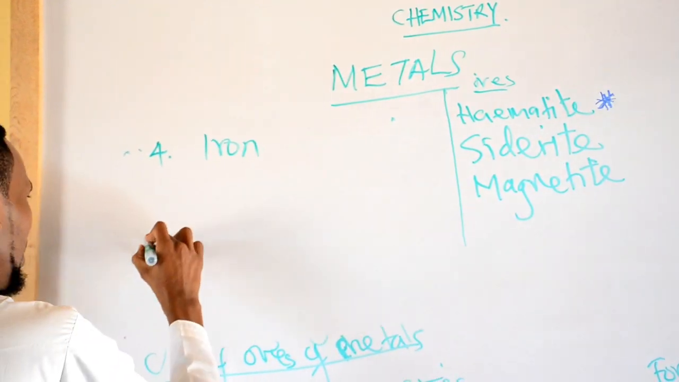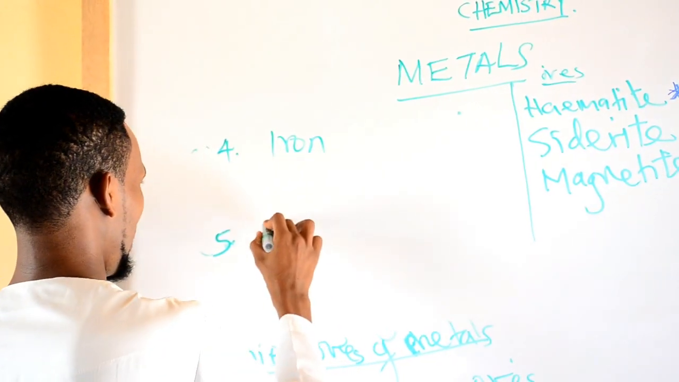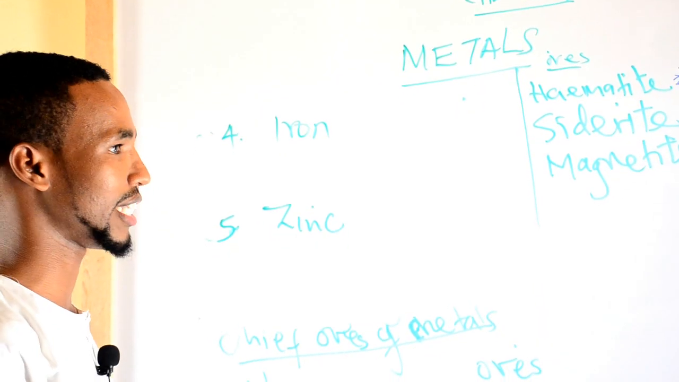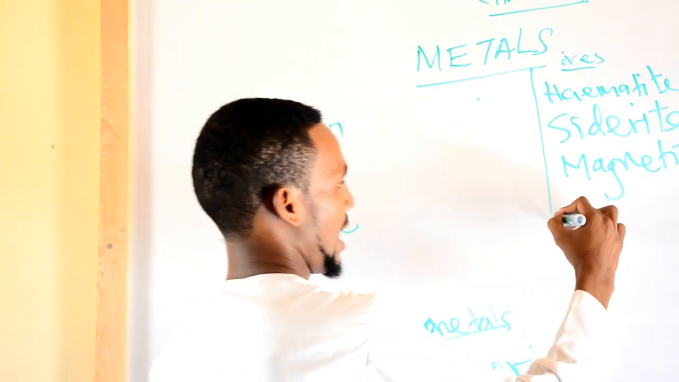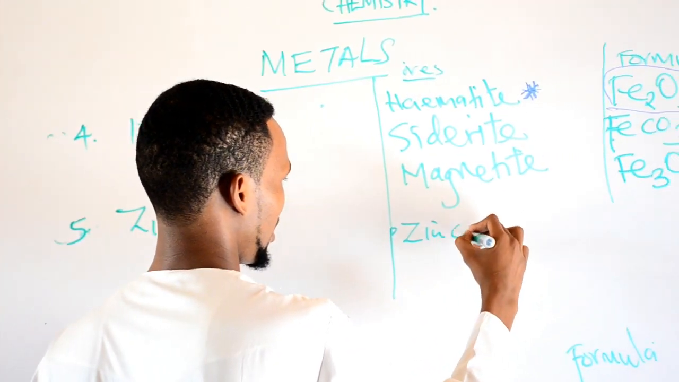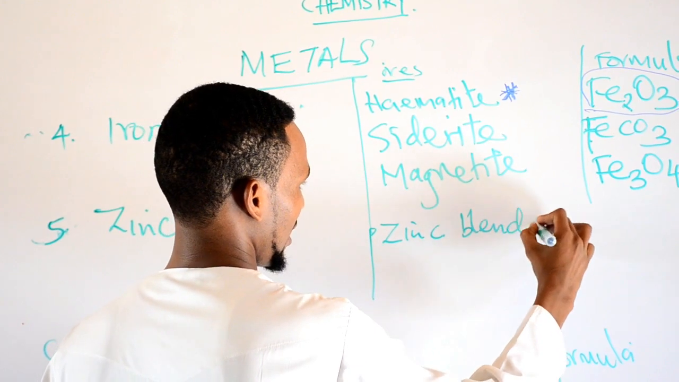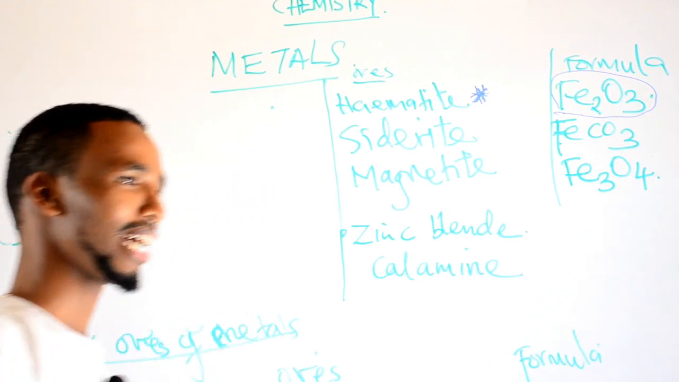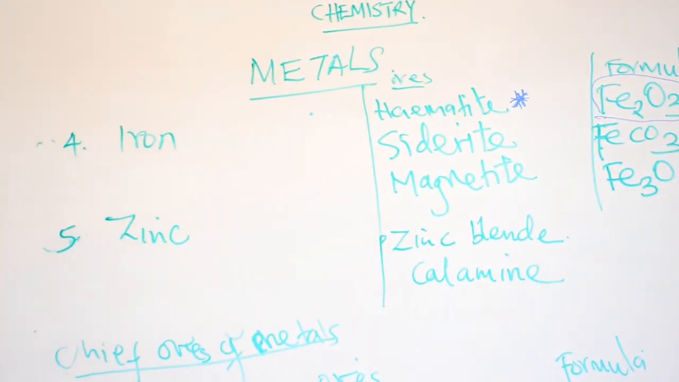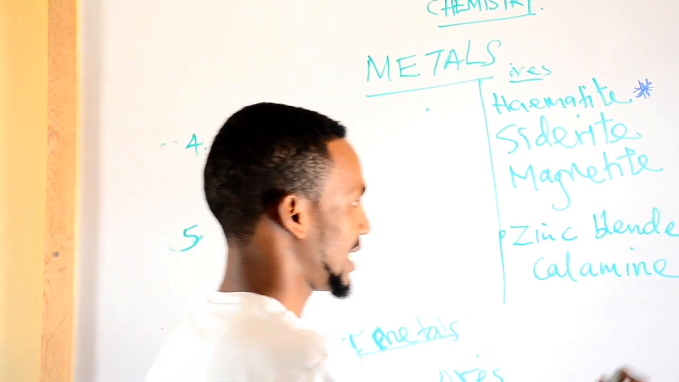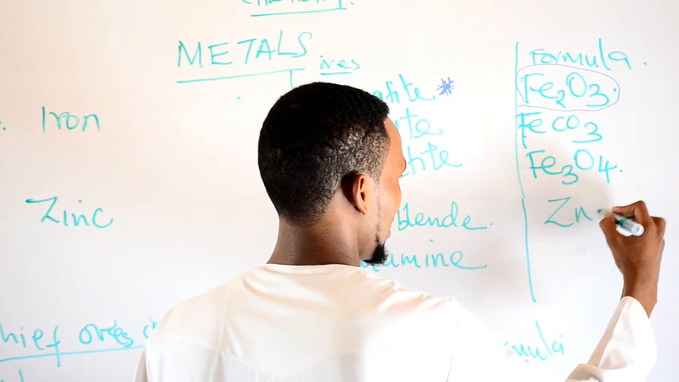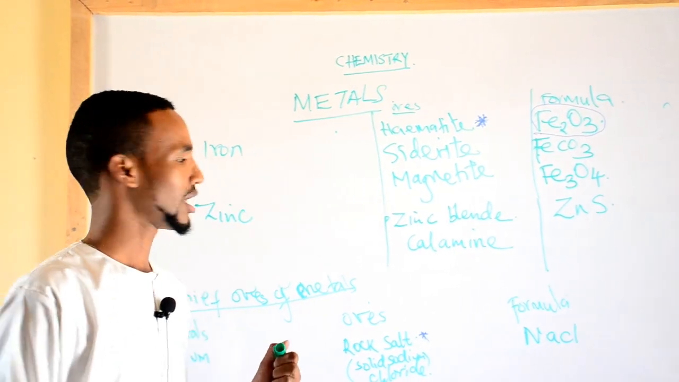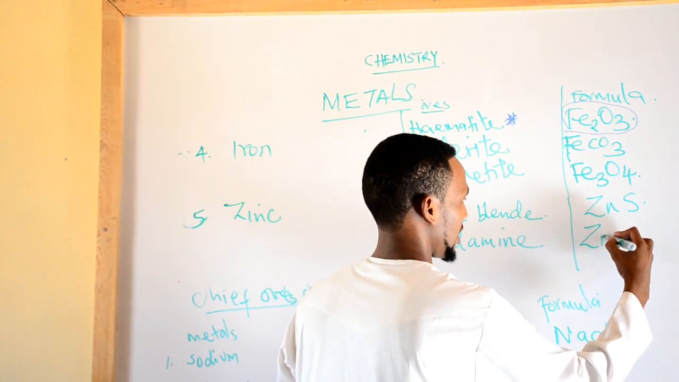The fifth metal that we shall be discussing later on is zinc. Zinc has got two ores: zinc blende, and then we have calamine. Zinc blende is zinc sulfide. The formula is zinc sulfide. Zinc sulfide is what we are calling zinc blende. And then calamine is just zinc carbonate.